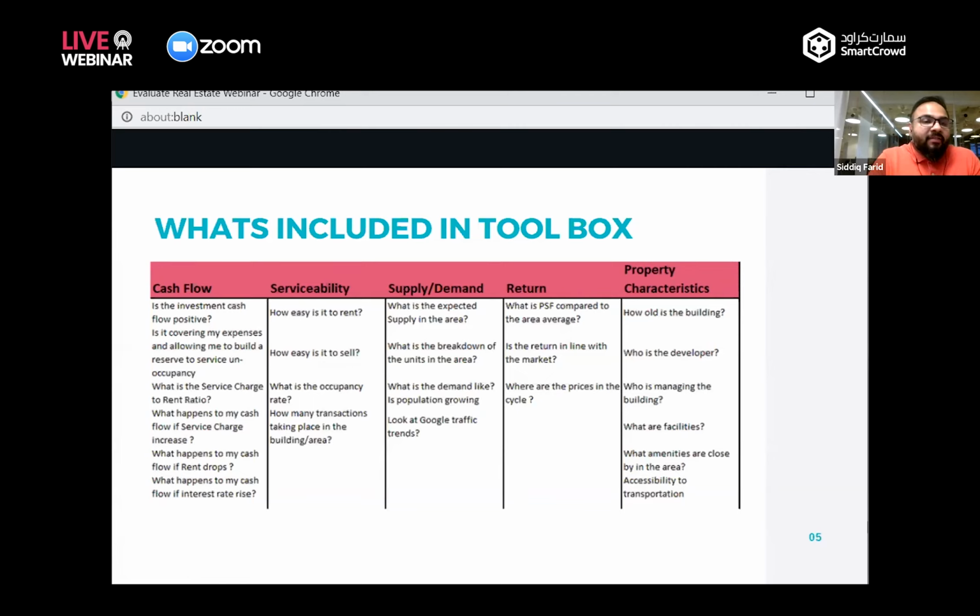How easy is it to sell if I need to liquidate it? What is the occupancy rate of that building, that unit, that tower, that area? Is demand increasing in that area, etc.? And how many transactions are taking place in the building, in the area, and so forth? Because that gives you a sense of how easy it would be for me to manage that property. Will I be able to rent it if the tenant leaves? Will I be able to sell it if I need liquidity quick, etc.? So that allows you to score that serviceability criteria high, because it provides you that flexibility.